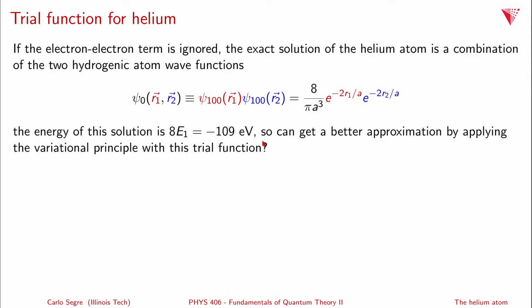So we can get a better approximation by applying the variational principle. Can we get a better approximation by applying the variational principle with this trial function? Well, one would hope so.